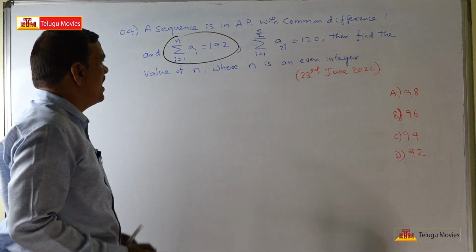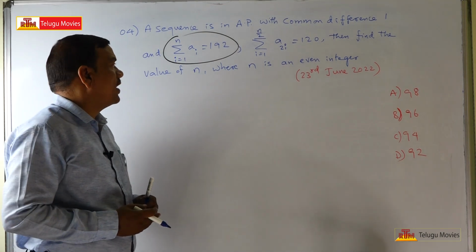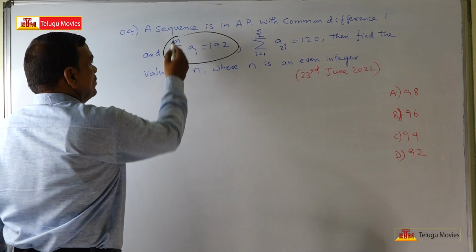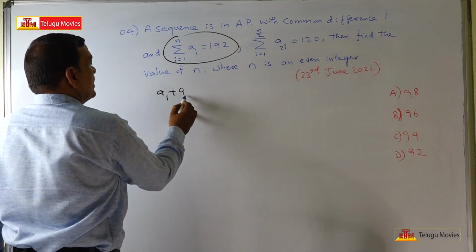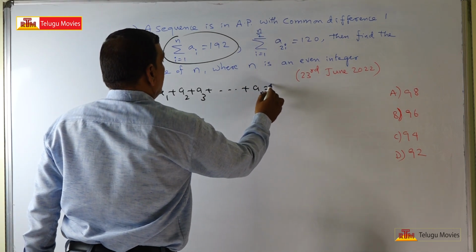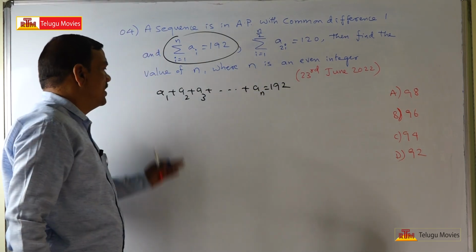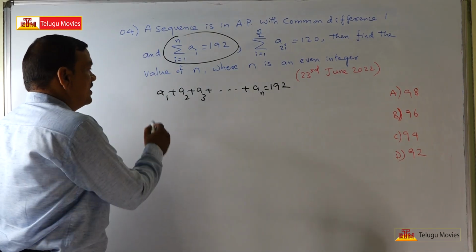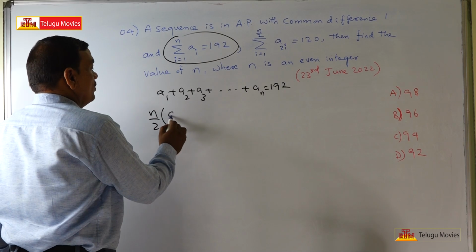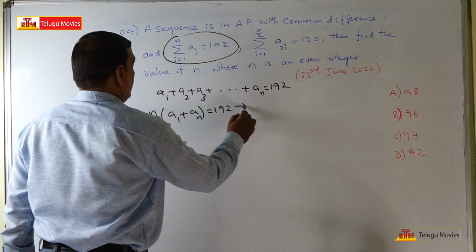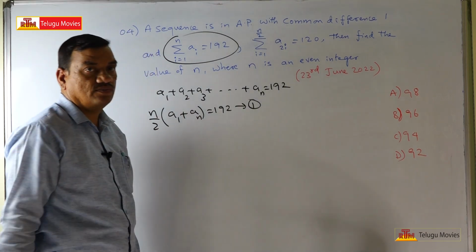That means sigma i runs from 1 to n, a_i equals 192. What does it mean? First you expand it: a1 plus a2 plus a3 plus so on, an is equal to 192. Yes, all terms are in arithmetic progression. We know the sum to n terms. What is the sum to n terms formula? n by 2 into first term plus last term is equal to 192. Call it the first equation.